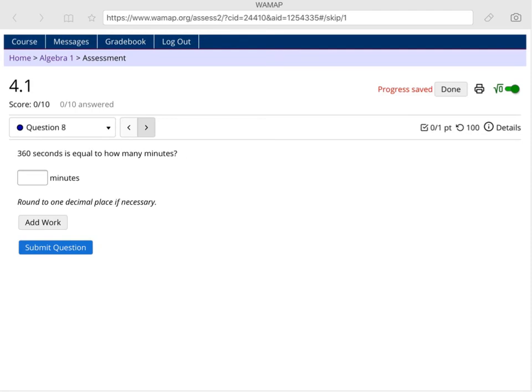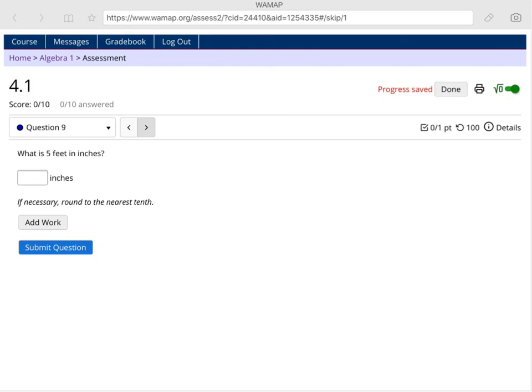In this problem, we're saying 360 seconds is equal to how many minutes? So I know that there are 60 seconds in 1 minute. And so if I'm going to get up to 360 seconds, I need to figure out what I multiply that by. 60 times 6 is 360. And I could calculate that by doing 360 divided by 60, and that would tell me the 6 there. And so that means I have to multiply the number of minutes by 6, and so I end up getting a final answer then of 6 minutes.